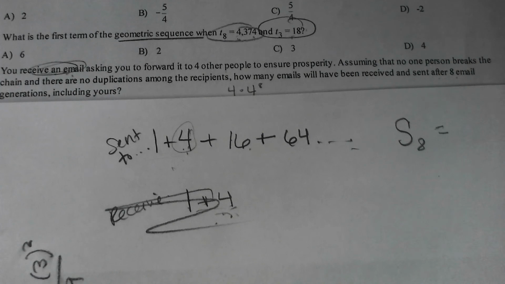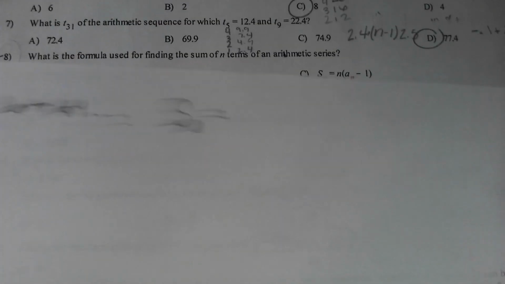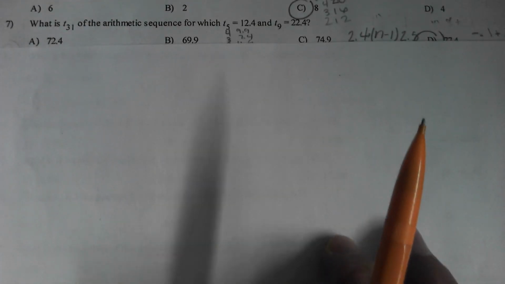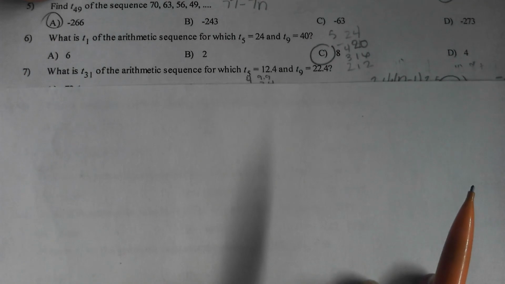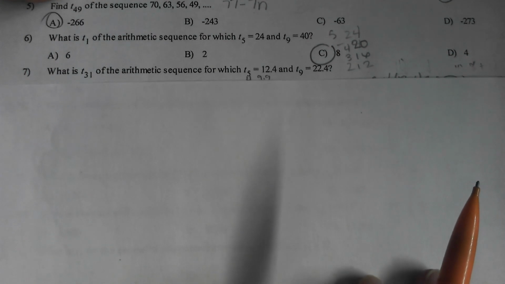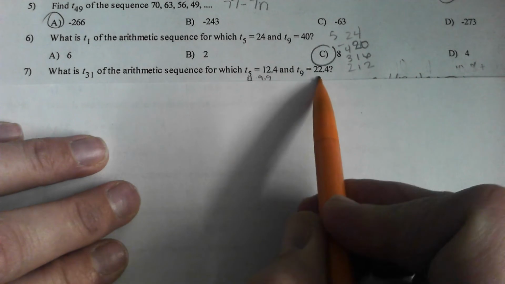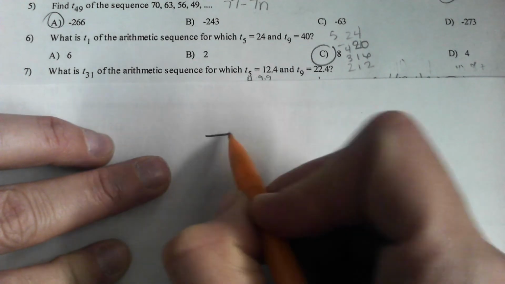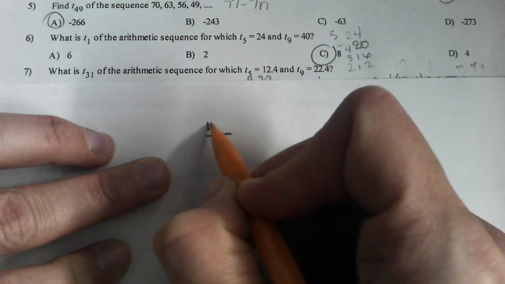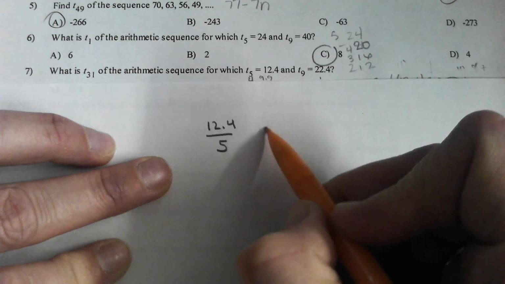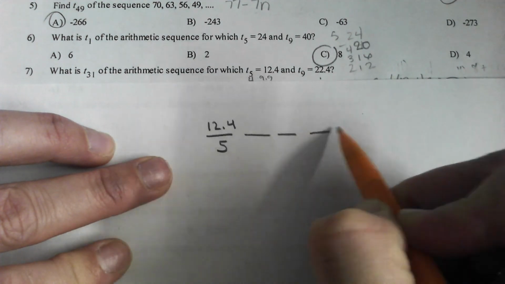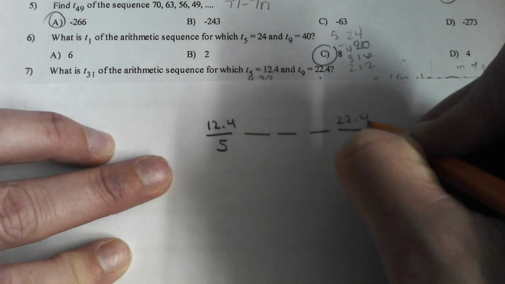Anybody else? I know you have more, Grace, but I'm just... What is T sub 31? Okay, perfect case. We're given the 5th term and the 9th term. So conceptually, if I want to ditch that formula that I just gave you with the N and the K, the 6th term, 7th term, 8th term, and 9th term is 22.4.